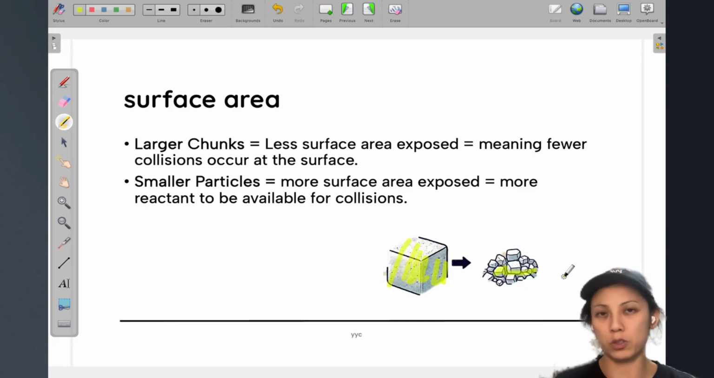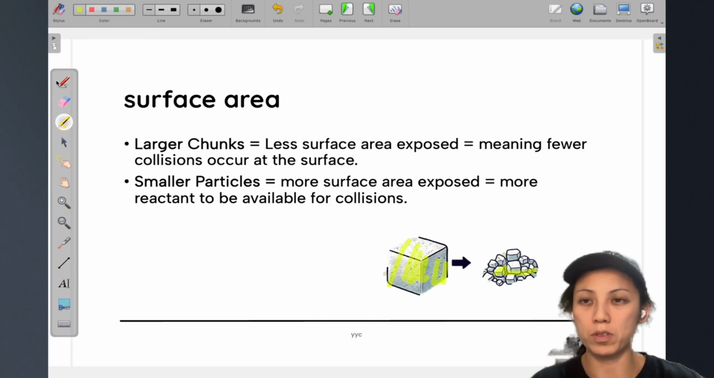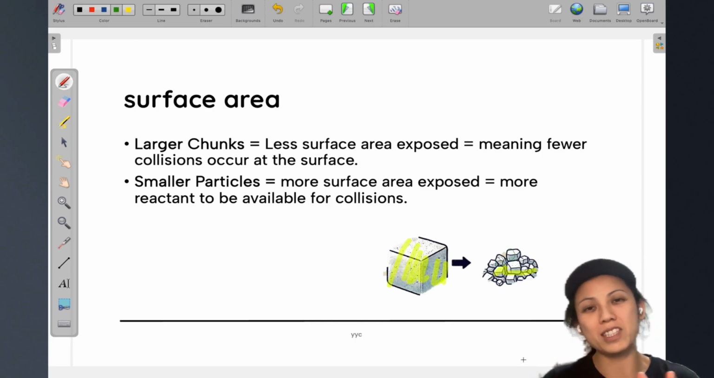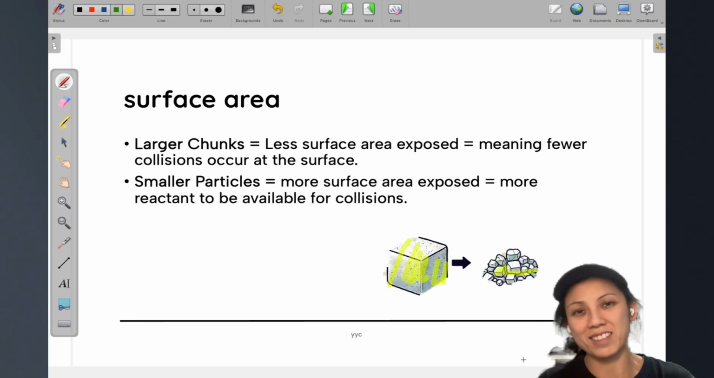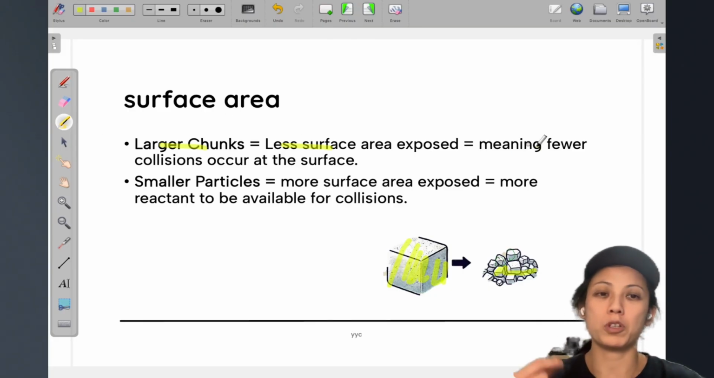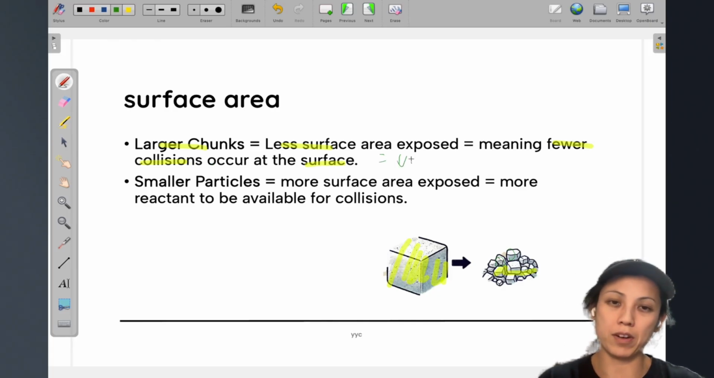So same sort of thing when you're talking about chemical reactions. If you're exposing more of these areas to more reactants, essentially what you're doing is you're increasing the number of collisions between reactants. So if you have a larger chunk, you've got less surface area, which means fewer collisions at the surface of those reactants, which results in a decrease in rate of reaction.